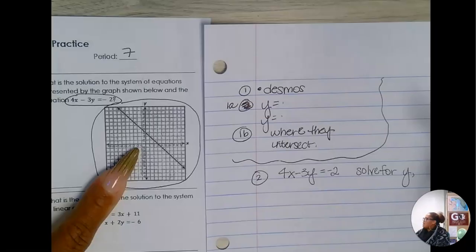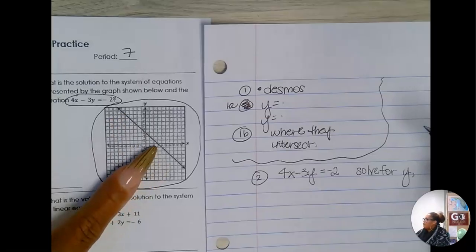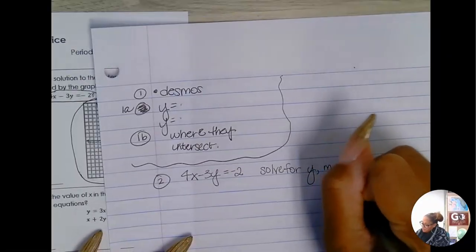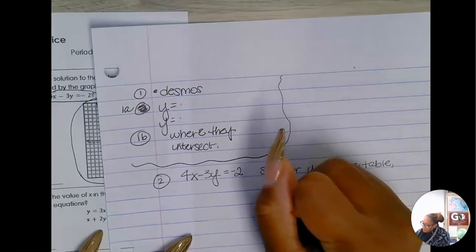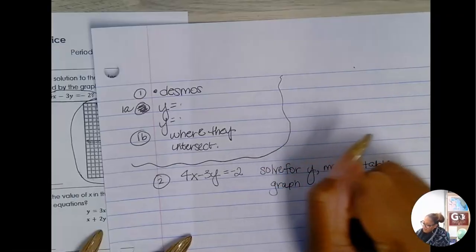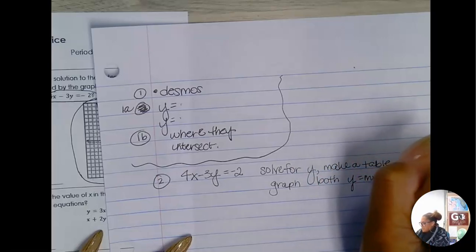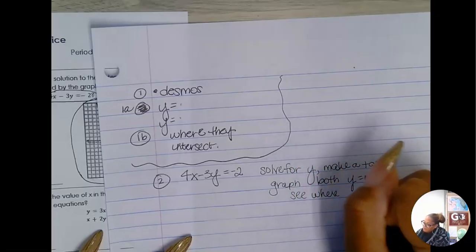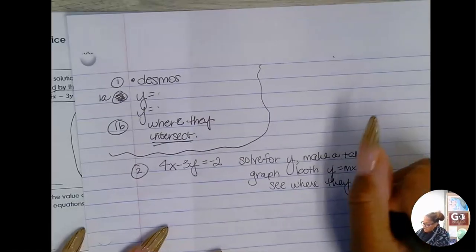I have to go backwards, and I have to take my graph and make a table so that I can make a slope-intercept form equation. So solve for y, make a table, graph both y's, or y equals mx plus b's, and then see where they intersect. Good.